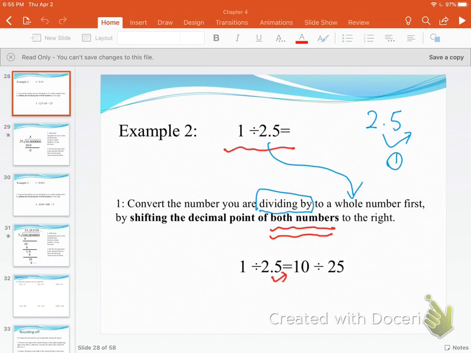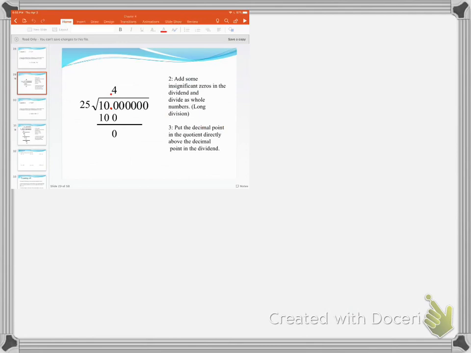So this decimal point moved to the right 1 place, and where's the decimal point in number 1? It's 1.0. You move it 1 to the right, you get the number 10. So we got a new division, 10 divided by 25. That's our step 1. Step 2, it's a long division. Our new dividend and divisor are 10 and 25. So 10 is too small to be a dividend.